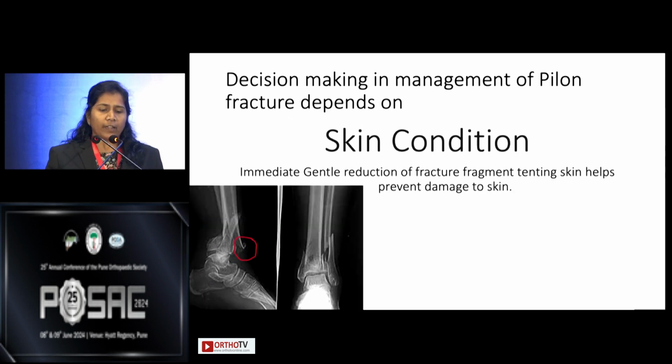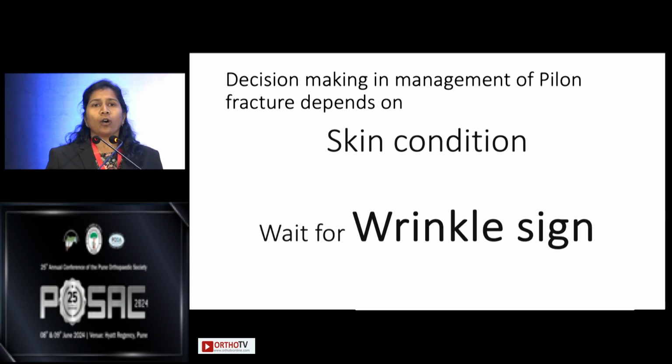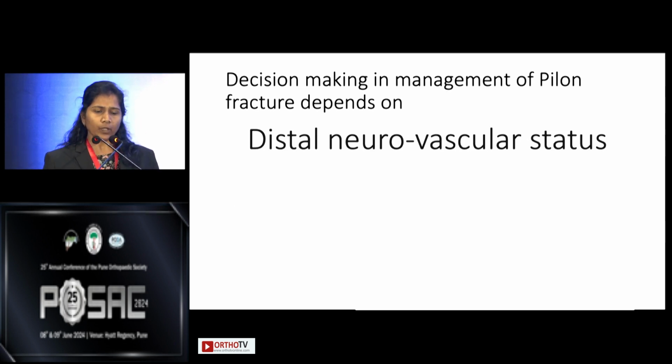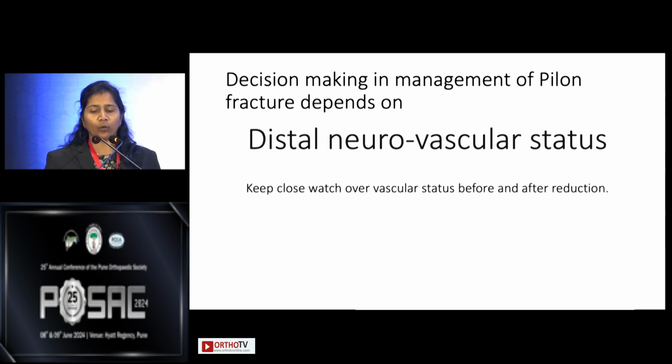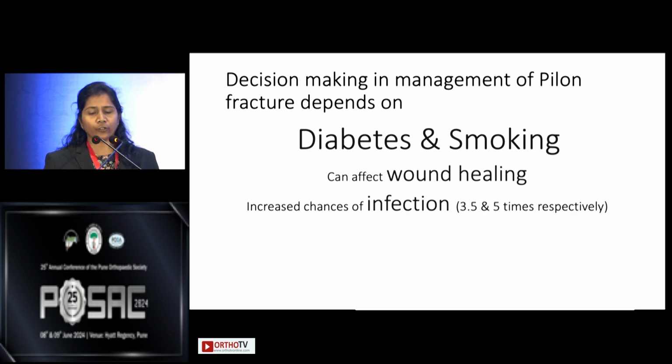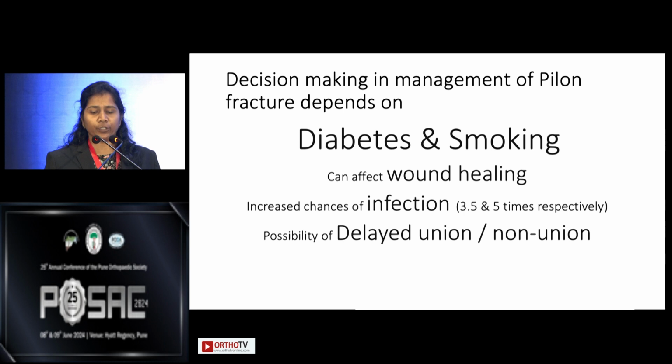Whenever there is a bone spike poking under the skin, immediate gentle reduction of the fracture fragment tenting the skin helps prevent further damage of the skin. One should wait for a wrinkle sign, and whenever needed, involve a plastic surgeon early. About the distal neurovascular status, we have to watch the vascular status every time before and after any manipulation. Diabetes and smoking are two comorbidities that should always be looked for, as they can affect the wound healing. There are increased chances of infection, and there is a possibility of delayed union or non-union.